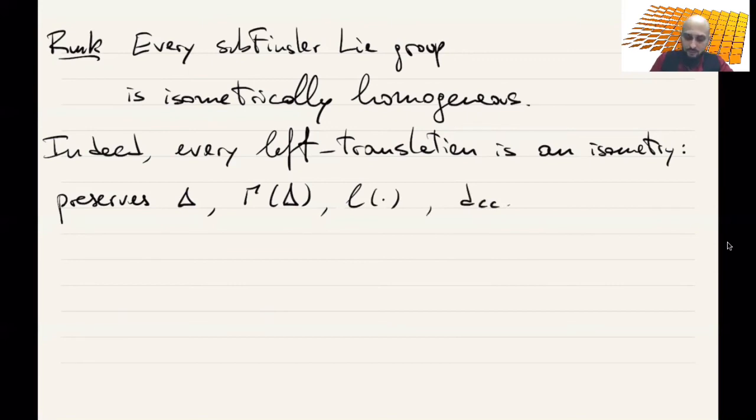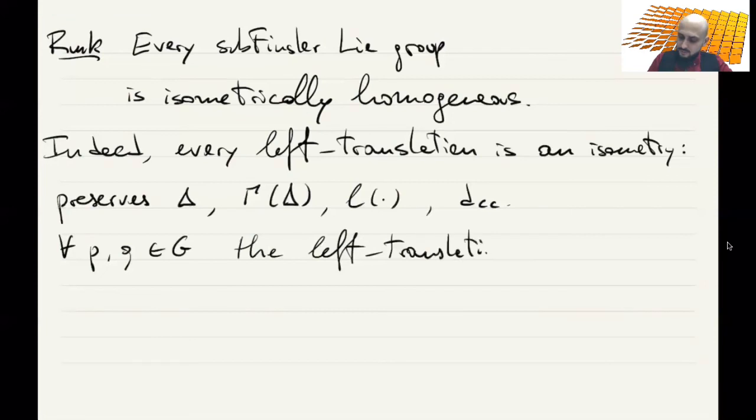Okay, and moreover, if I have two points P and Q in G, I can send P to Q by a left translation. What element? If I left translate first by P inverse, I go to the identity, and then by Q, I go to Q. This map sends P to Q. So the space is isometrically homogeneous.